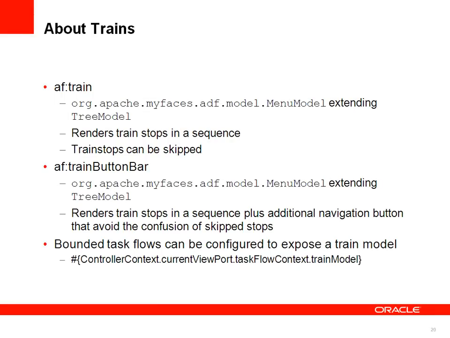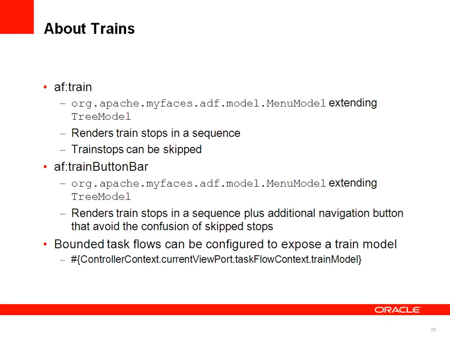The train model is exposed on the bounded task flow through the controller context. So the expression language string, controllerContext.currentViewPort.taskFlowContext.trainModel, is always the same string, which means that a train or a train button bar could be added to a page template, because the controller expression doesn't change, so there's no bounded task flow specific naming in there or page specific naming in there, which makes it a perfect candidate for a template. And then users can use the train or the train button bar as a convenient way to navigate through a longer process.